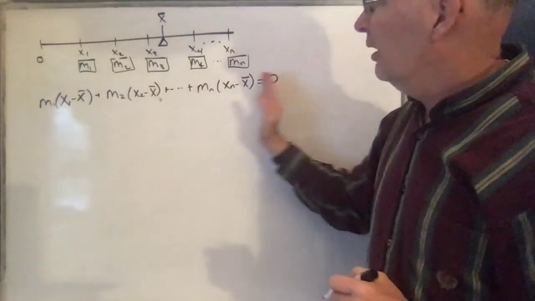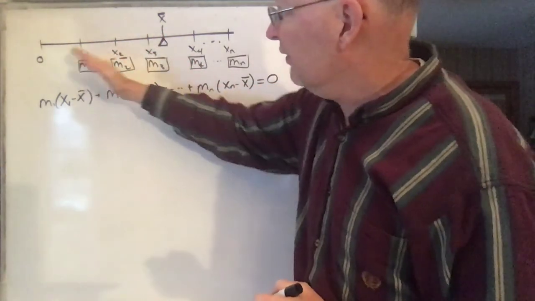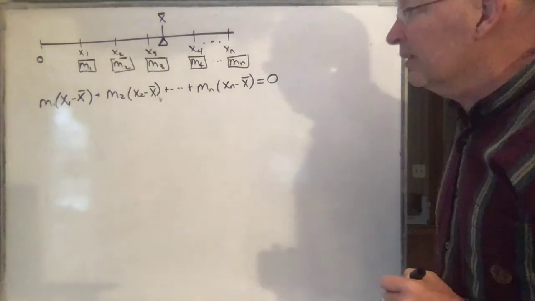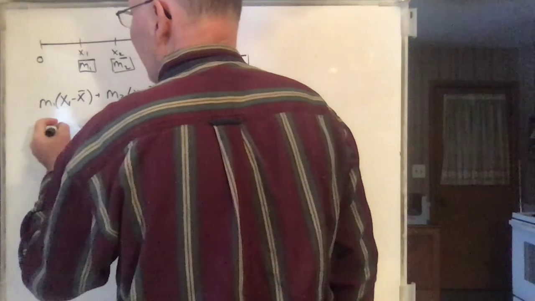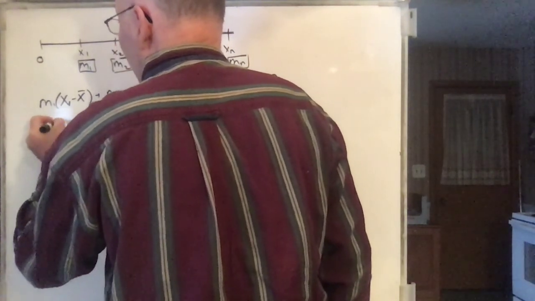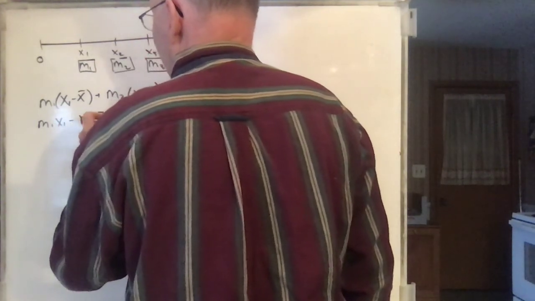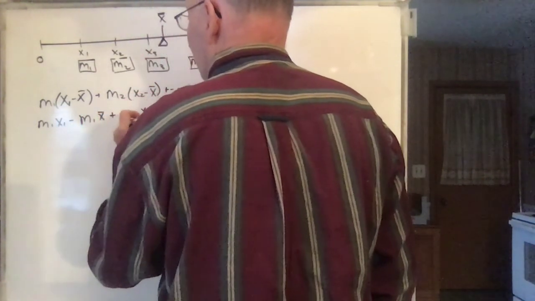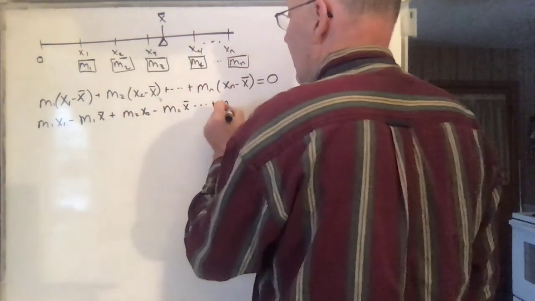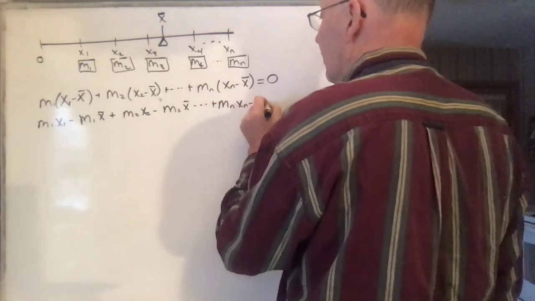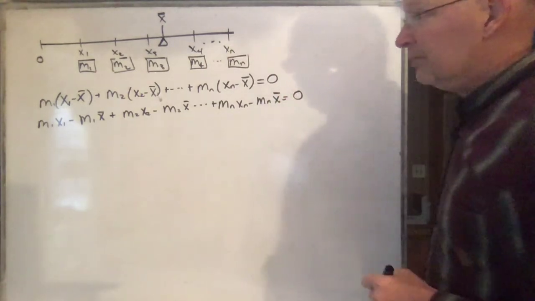So by the time you're done, it adds up to 0, which means that the contributions to the left exactly add up to the contributions on the right. So that's what you're after. So then we can multiply this all out and get m1 x1 minus m1 x bar plus m2 x2 minus m2 x bar all the way out to mn xn minus mn x bar. There you go, and so that's set equal to 0.